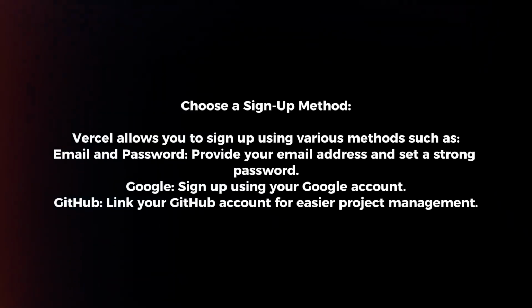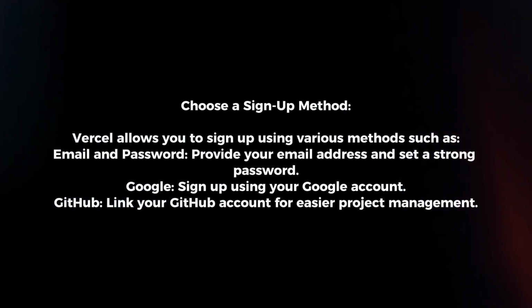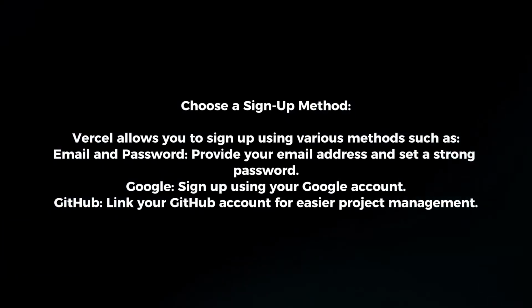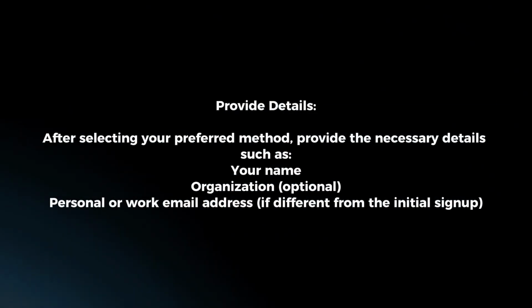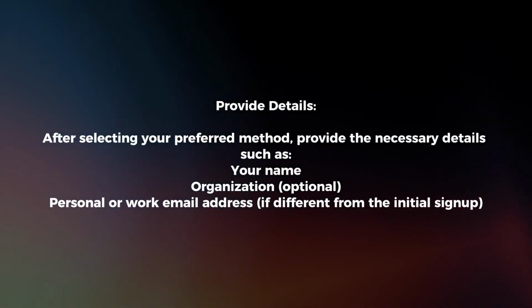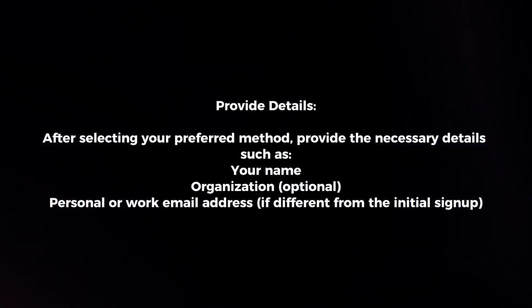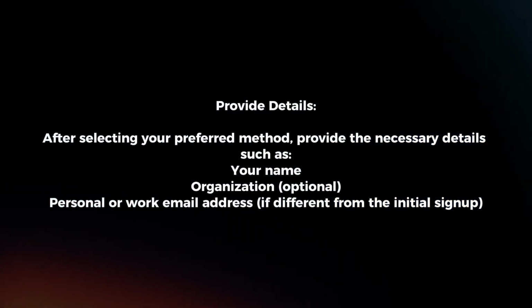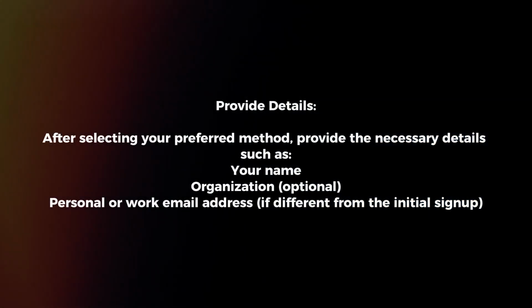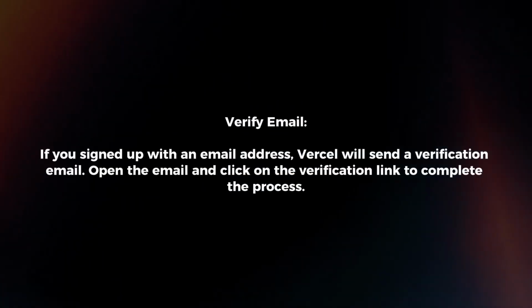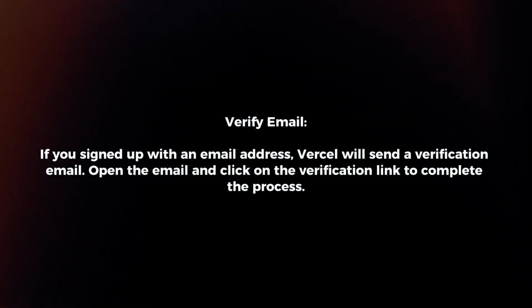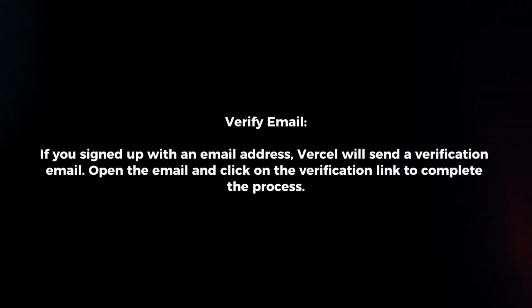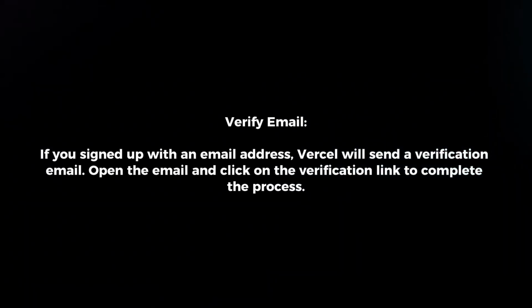Choose a sign-up method. Vercel allows you to sign up using various methods such as email and password, Google, GitHub. Provide details. After selecting your preferred method, provide the necessary details such as your name, organization, personal or work email address. Verify email. If you sign up with an email address, Vercel will send a verification email. Open the email and click on the verification link to complete the process.